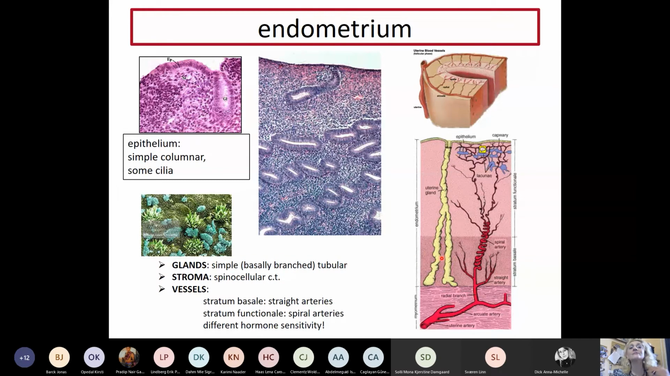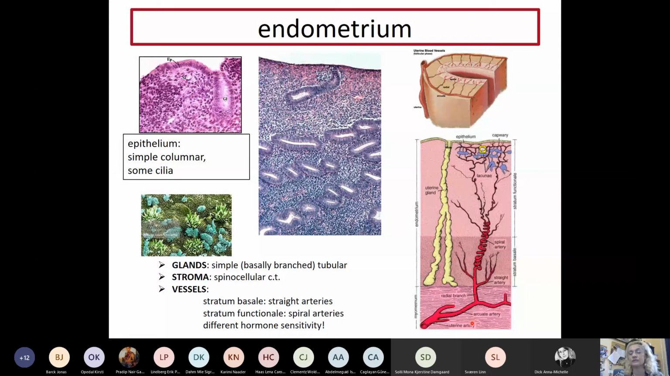And how is it possible, you could ask, that part of the stroma, part of the layer is shed off during the menstruation and part of it is not? Because they are supplied by different blood vessels. You can see that the basal layer, the stratum basale, is supplied by the so-called straight arteries.